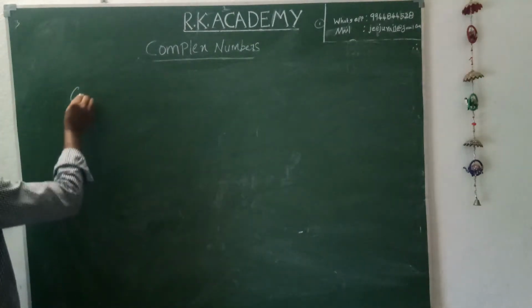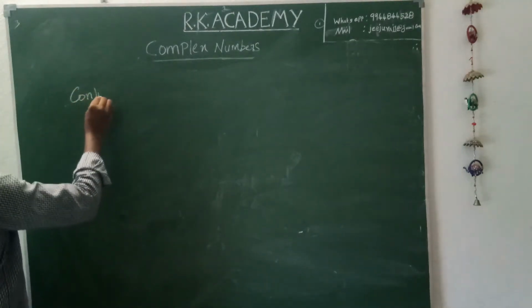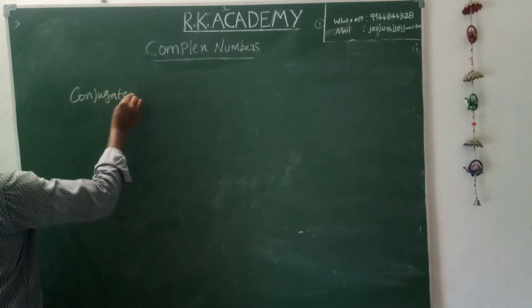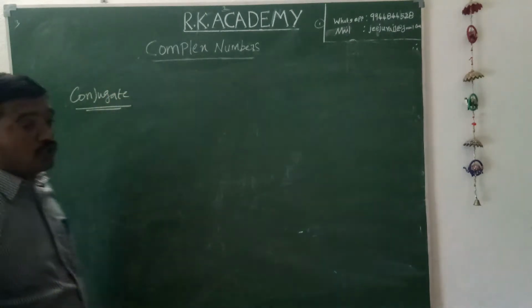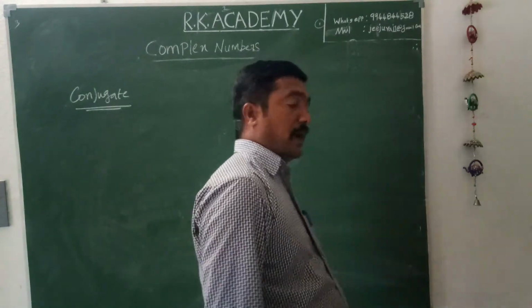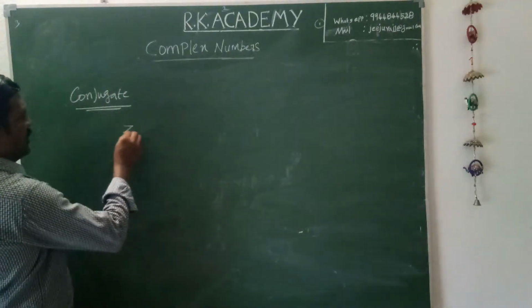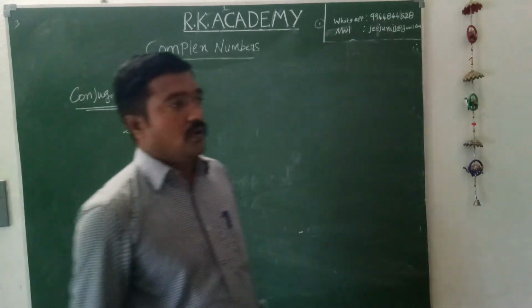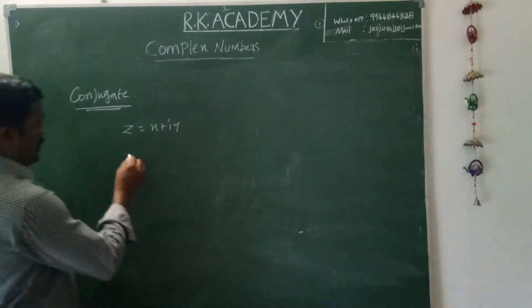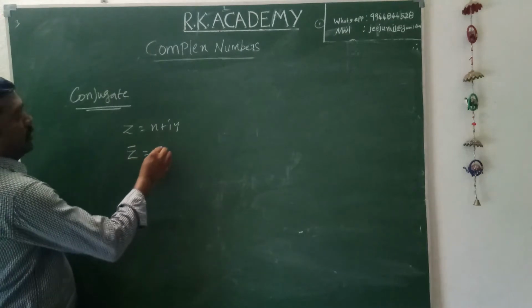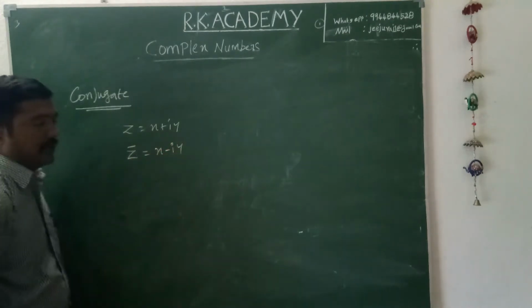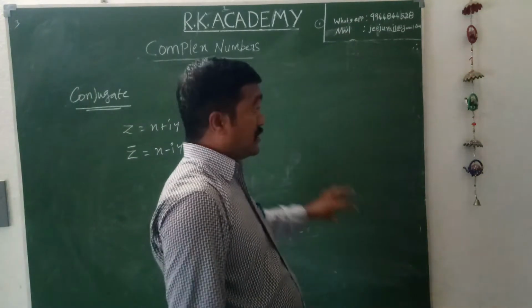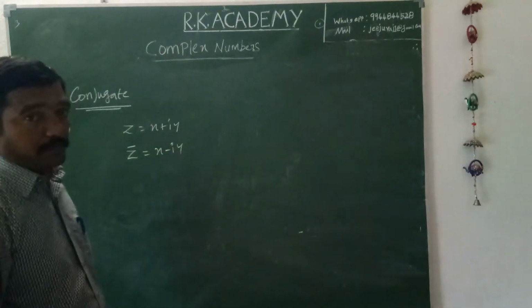Before that, what is meant by conjugate? Conjugate of a complex number. So z is equal to x plus iy is a complex number. What is the conjugate? Z bar is equal to x minus iy. It's the conjugate of a complex number.